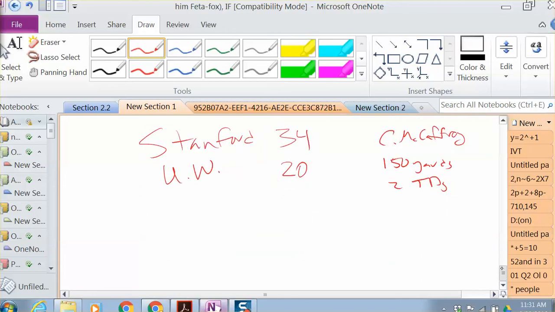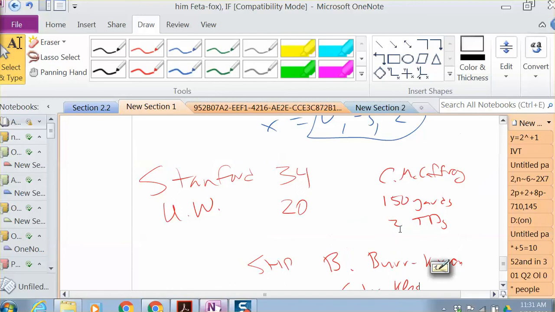And our Sacred Heart alum, Ben Burkervin, we'll say he gets 6 tackles. So he plays for UW, in case you didn't know. He's a linebacker. Okay, looks like we're all set.